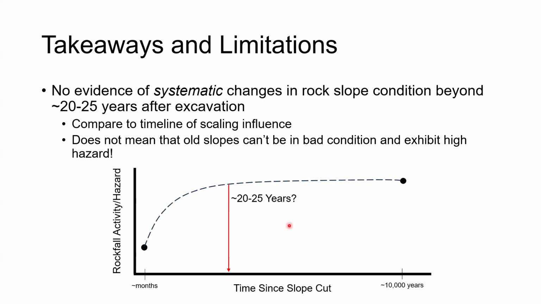So going back to this chart, our preliminary suggestion is that maybe this curve starts to level off after 15, 20, certainly 25 years. Again, I want to emphasize here, because activity and deterioration are not the same thing, this does not mean that old slopes can't be in bad condition, right? There's a lot of old slopes that are in bad condition that have very high hazard. What we're suggesting is simply that, for many of these slopes, there doesn't seem to be a lot of evidence that they've been getting worse over time. Maybe that old high hazard slope also had its high hazard 20 years ago when it was only 60 years old instead of the 80 years old that it is now.